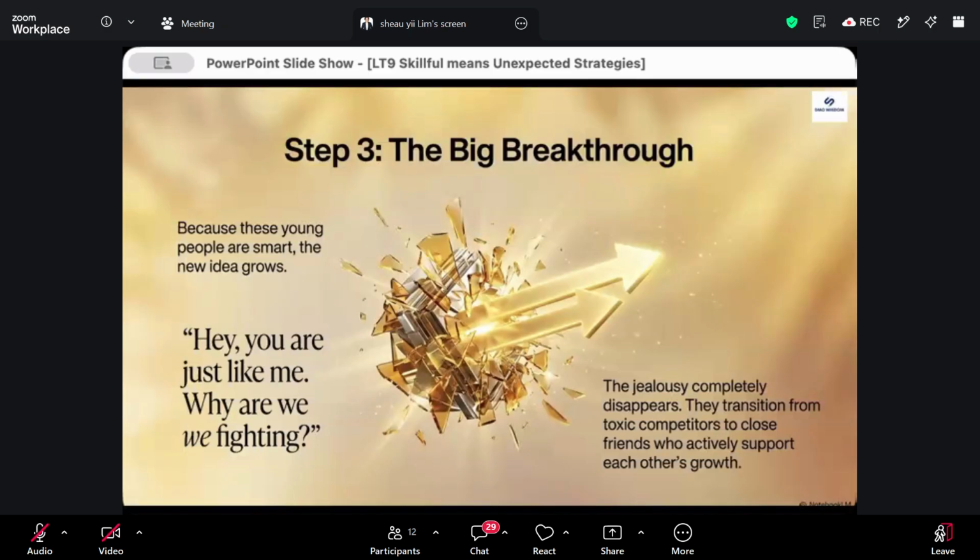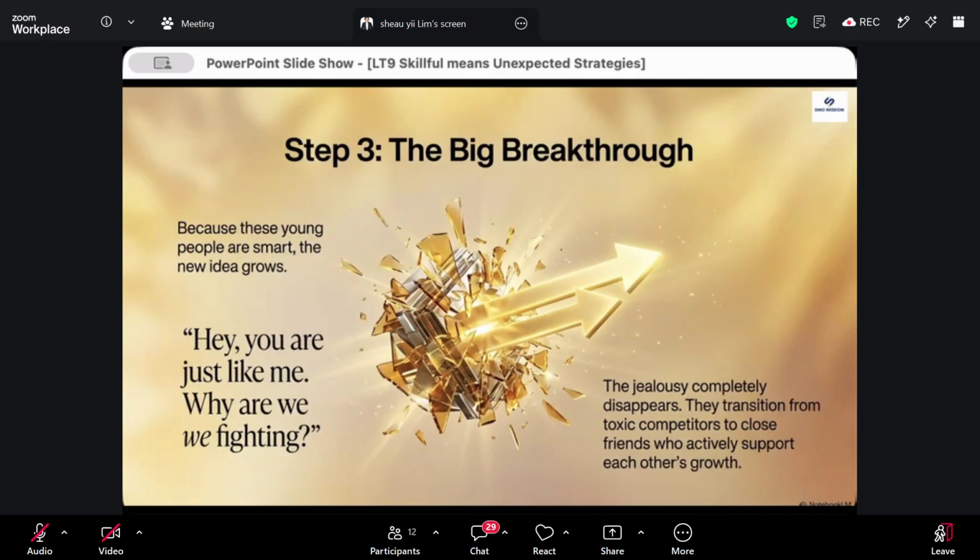Because these two young people are very smart, the new idea will actually go inside them. And one day this breakthrough will happen, and they will look at each other and realize, hey, you are just like me. And while we are fighting, the jealousy will disappear and they will become close friends who support each other.